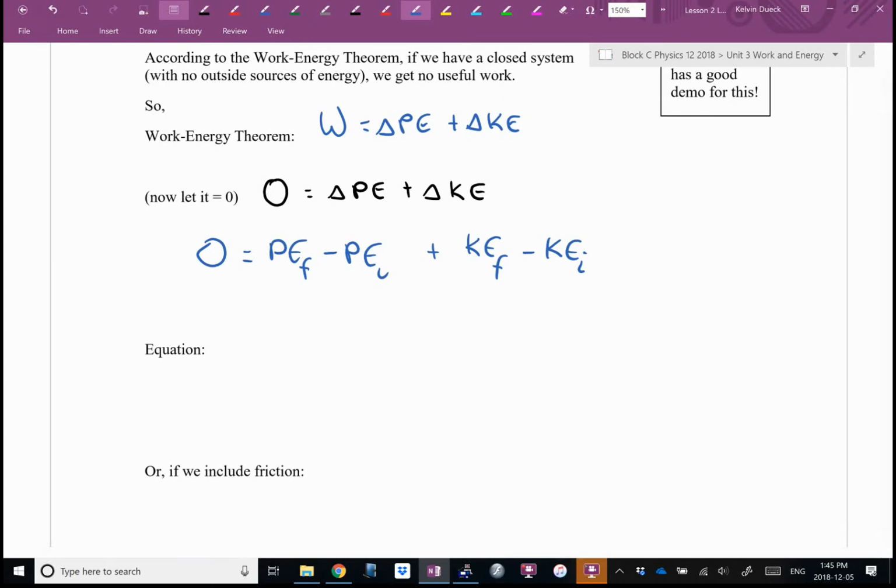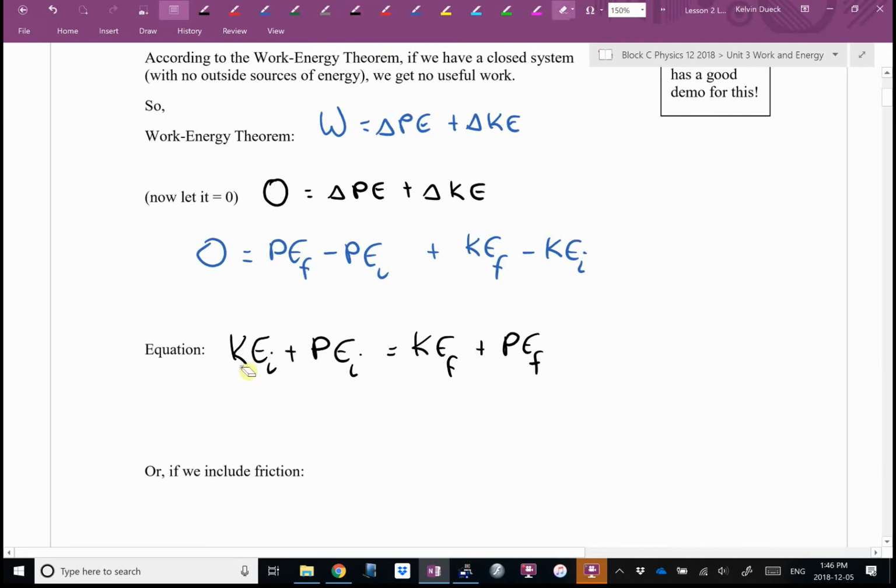On your formula sheet, it says this. The amount of kinetic energy that you start with and the amount of potential energy that you start with has to equal the amount of kinetic energy that you finish with and the amount of potential energy that you finish with. The total energy that you start with is the total energy that you finish with. If you start out with 1,000 joules, you finish with 1,000 joules.